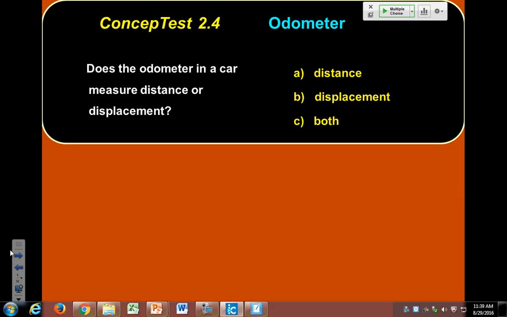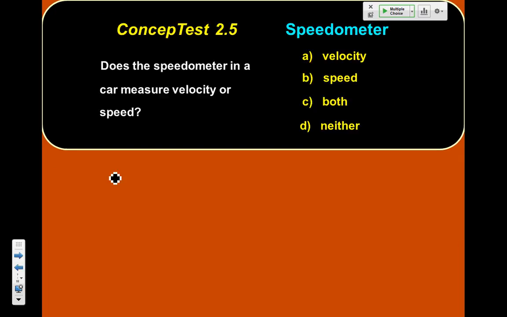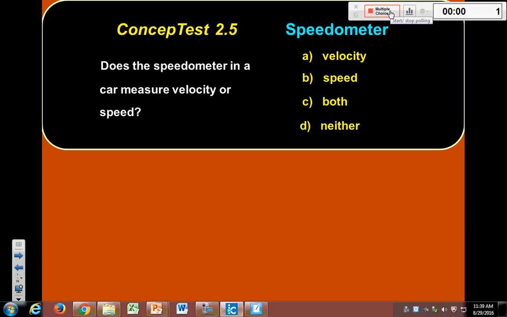All right. I think we might. Let's see. Is this an easy problem next? Yes, it is real easy. Okay. So does a speedometer measure velocity or speed? Does it measure the vector velocity or the scalar speed?